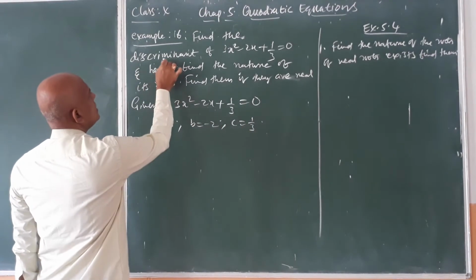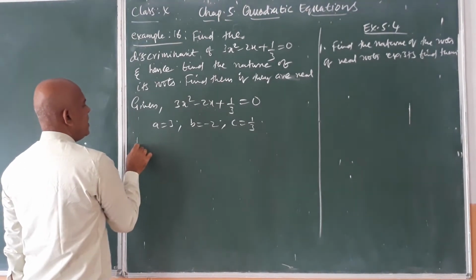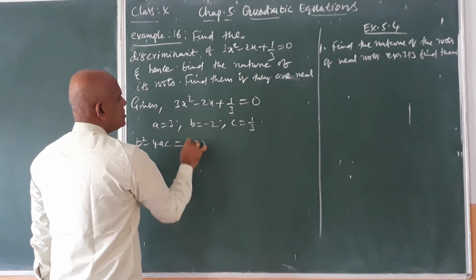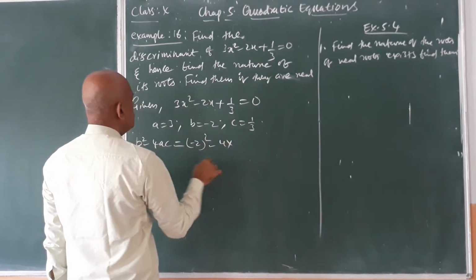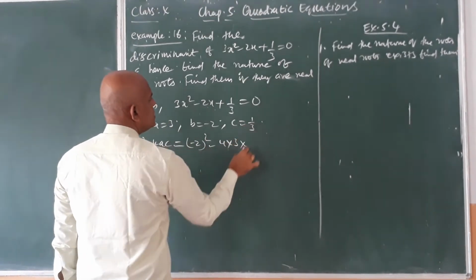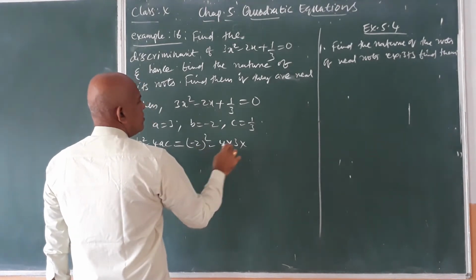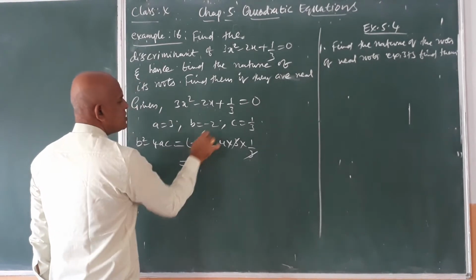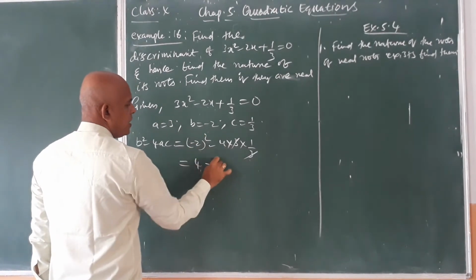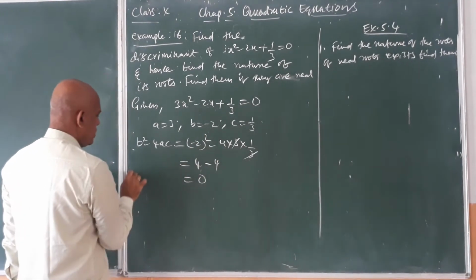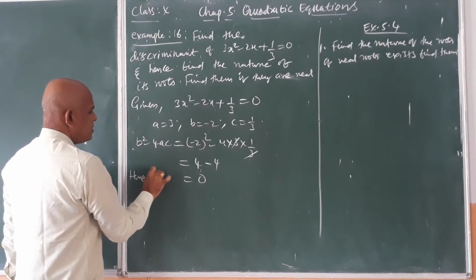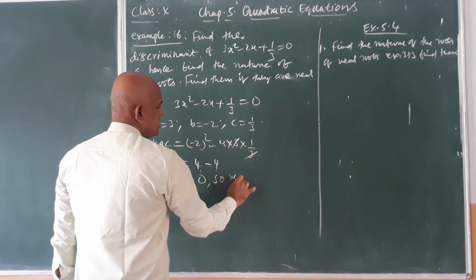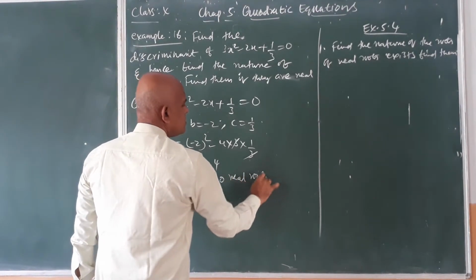First we have to find the discriminant value. Discriminant value is b square minus 4ac, minus 2 square minus 4 into a 3 into c, 1 by 3. 3 gets cancelled. Minus 2 square is what? 4. 4 minus 4 is equal to 0. So here b square minus 4ac is equal to 0. So real roots exist.